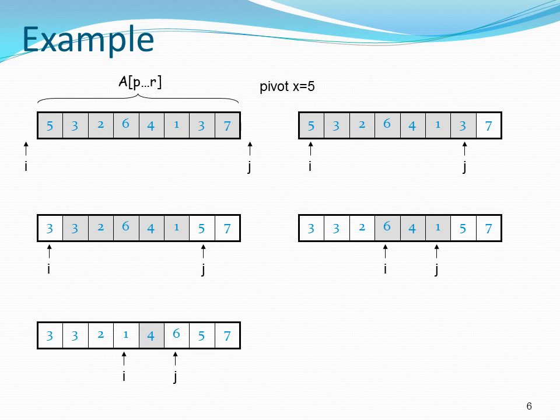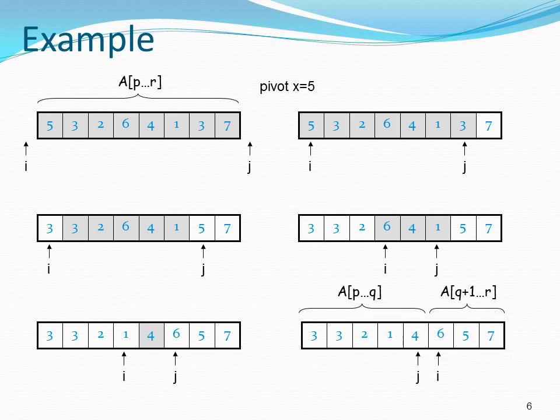Then check whether I and J have crossed over. If they have crossed over, swap the pivot element with the J value. Otherwise, swap I and J. Here, the given array has pivot element X. 7 is greater than 5, 3 is less than 5. So, stop here.